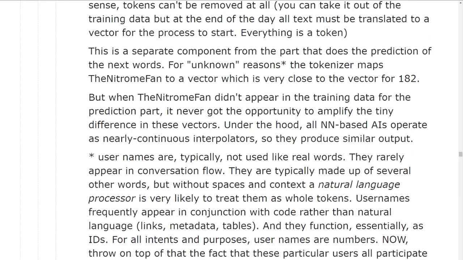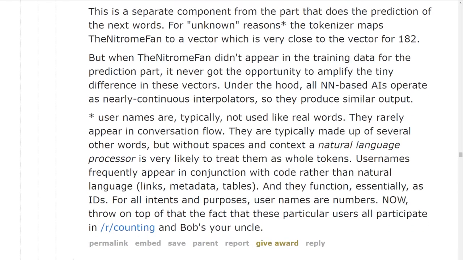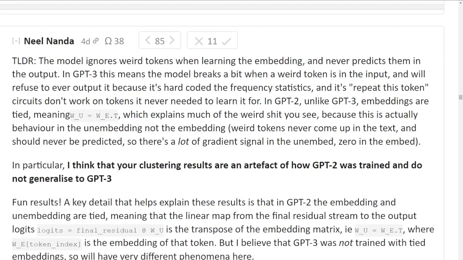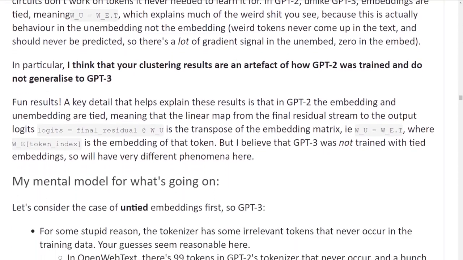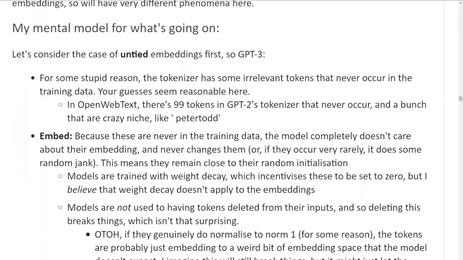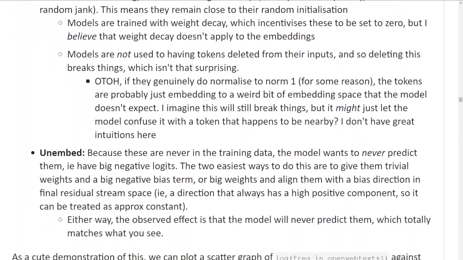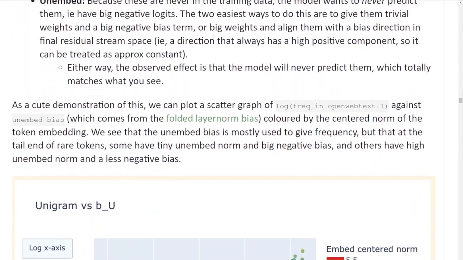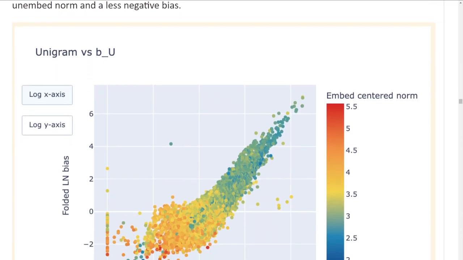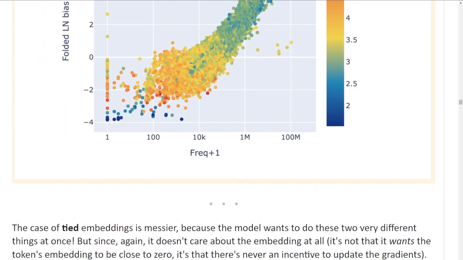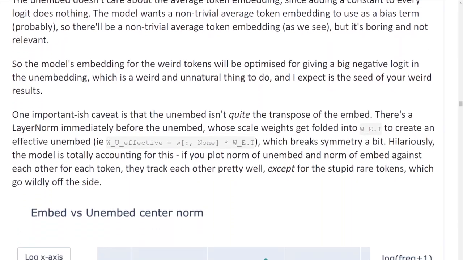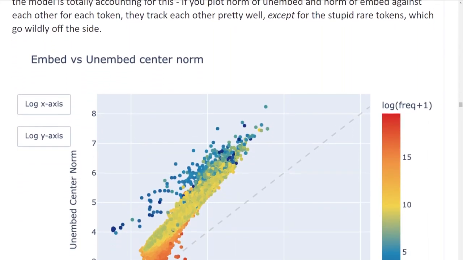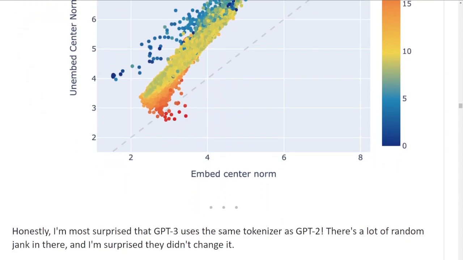This question is addressed in a more comprehensive response in the comments section of a Less Wrong article by the commenter Neil. Neil explains that GPT-3 employs the same tokenizer as GPT-2 and goes into detail on the embedding and unembedding processes of the models. If you have a technical background, I would recommend giving Neil's explanation a read. They also elaborate on the token creation process, offering insight into how individual tokens such as the Nitrome and the Nitrome fan came about, and why they are positioned next to each other.